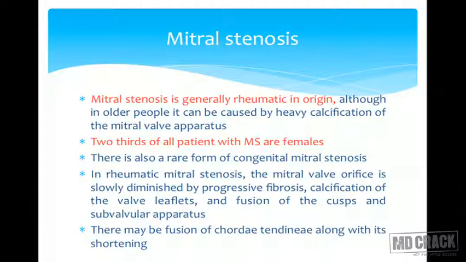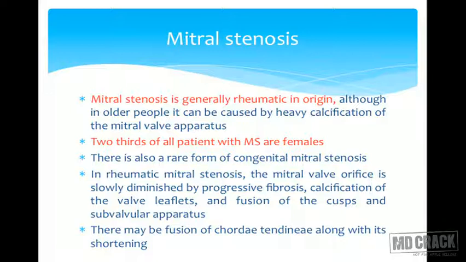As we all know, mitral stenosis is generally rheumatic in origin. I have said this thing in my earlier presentation also, that mitral regurgitation happens to be one of the most important heart valve disorder which is associated with rheumatic fever. So mitral stenosis is generally rheumatic in origin, although in older people it can be caused by heavy calcification of the mitral valve apparatus. Please note, 2/3 of all the patients with mitral stenosis are females. This fact is important again from the MCQ perspective. There is also a rare form of congenital mitral stenosis.